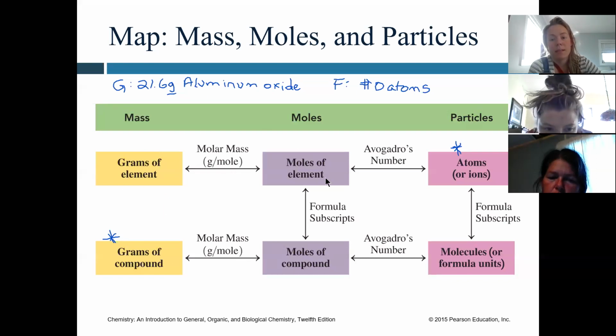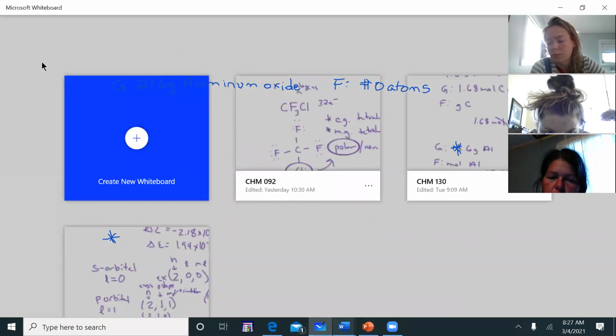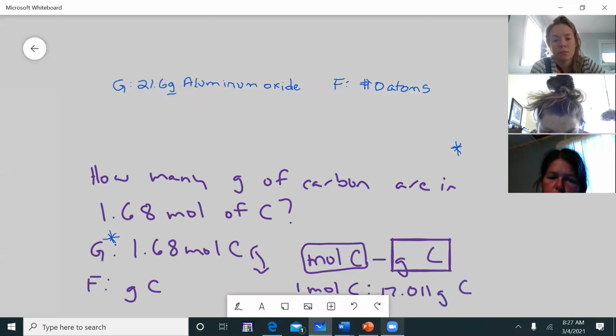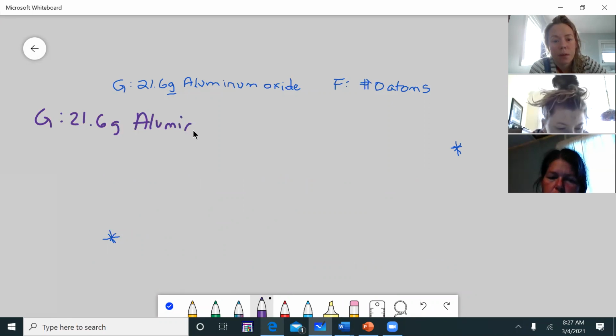Okay, so the thing that's nice about this flow chart is that if you know where you're starting and you know where you're ending, you just sort of follow the system and it tells you how to hop from each step. Okay, we're given 21.6 grams of aluminum oxide. We're trying to find number of oxygen atoms.